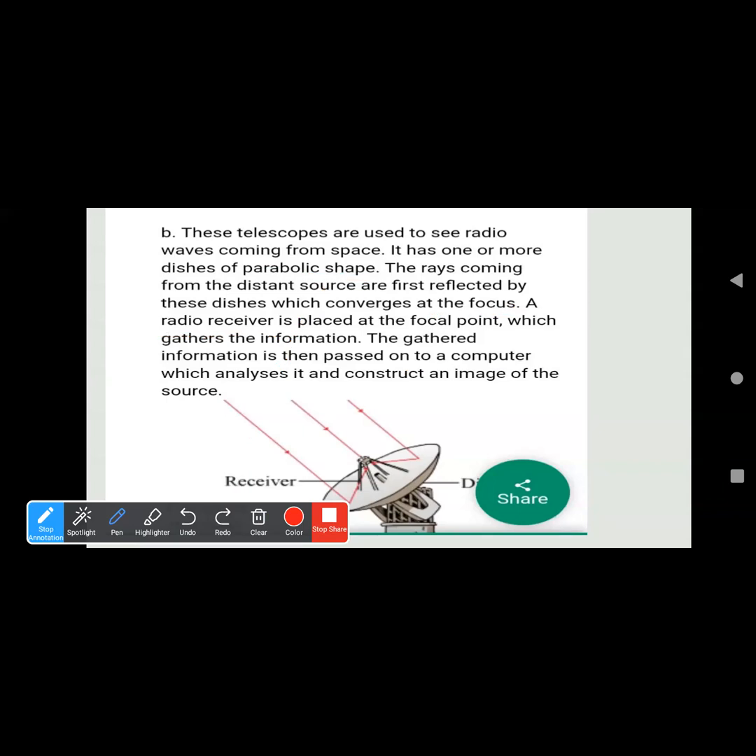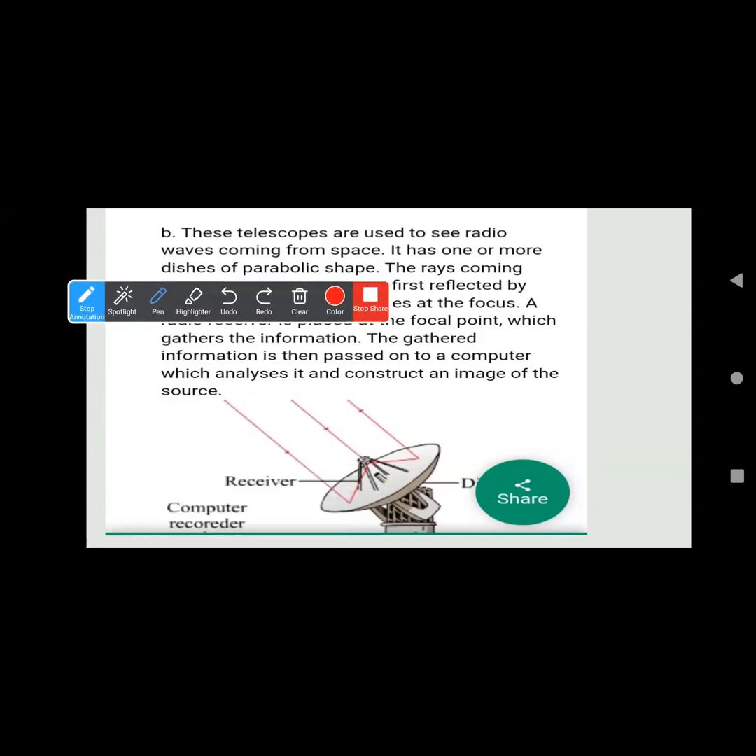The figure is, you can see here the figure. You have to draw in this way. Roughly, you have to draw a disc and a focal length, that is radio receiver. So this is the receiver, then computer recorder, and this is the disk.